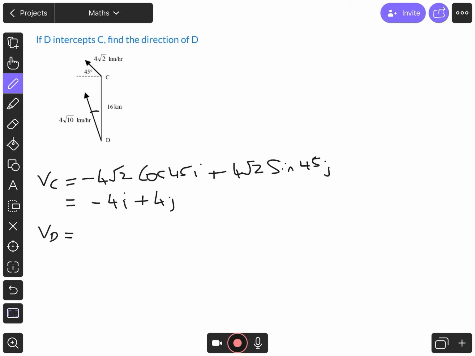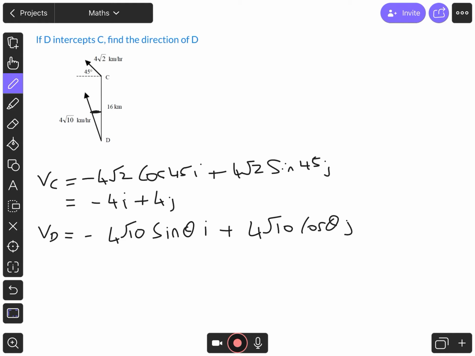V of D, then, my velocity of D is going to be the same thing, 4 root 10, but because I'm looking for this angle in here, that is going west of north, so that's going to change. That's why I have to put sine in here of this angle that we don't know, and that goes with the I's. And I do the exact same thing for the J's. Then I check that my J value is going to be positive, my I value is going to be negative, and I can't do any more with that. So I have V of D and I have V of C.